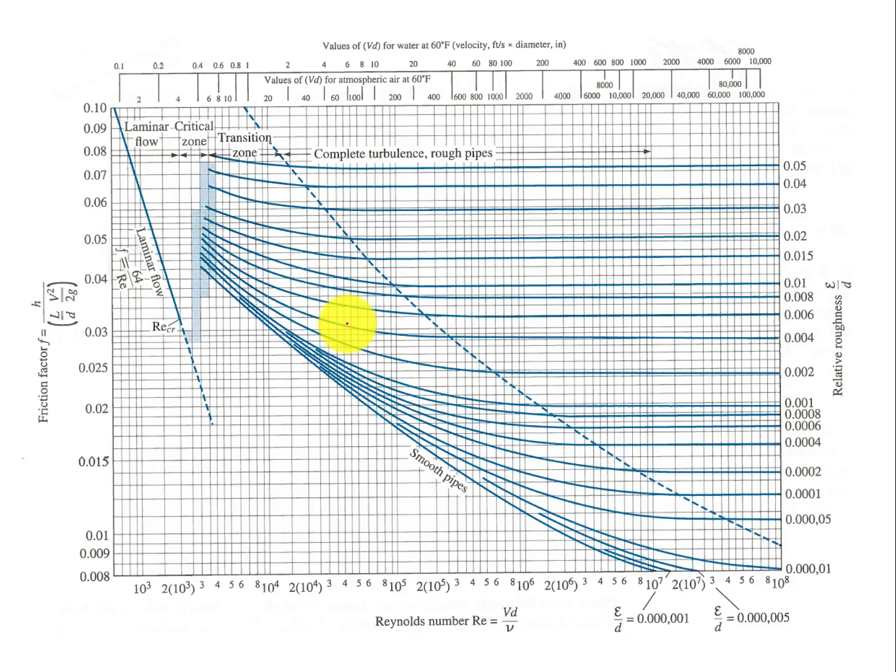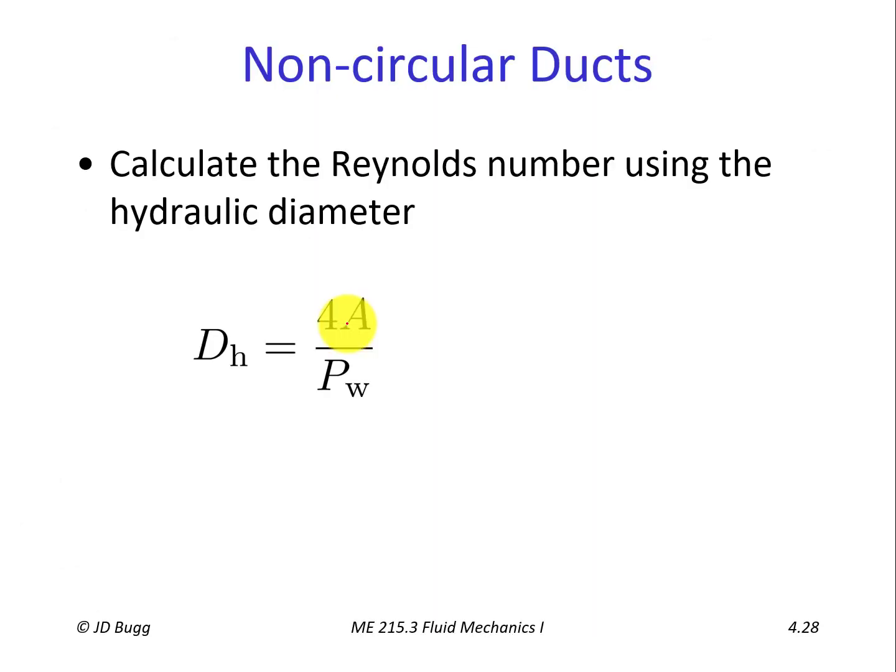Now the last thing we want to look at in this video is what do we do if we have non-circular pipes? Everything we've talked about so far has assumed that the pipe is circular, and we have the pipe diameter in many of the equations that we've been talking about so far. But what do we do if we have non-circular ducts, so square or rectangular or triangular cross-section ducts? Well, in that case, we use the concept of a hydraulic diameter to calculate the Reynolds number.